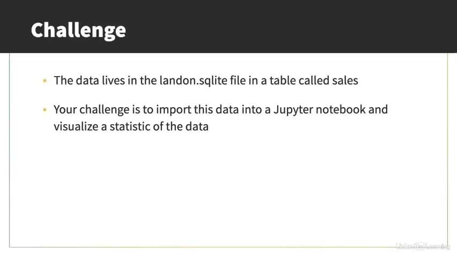It could be a bar graph that shows what city most orders came from. It could be a pie chart that shows the least popular product categories. It's up to you. Good luck and happy coding.